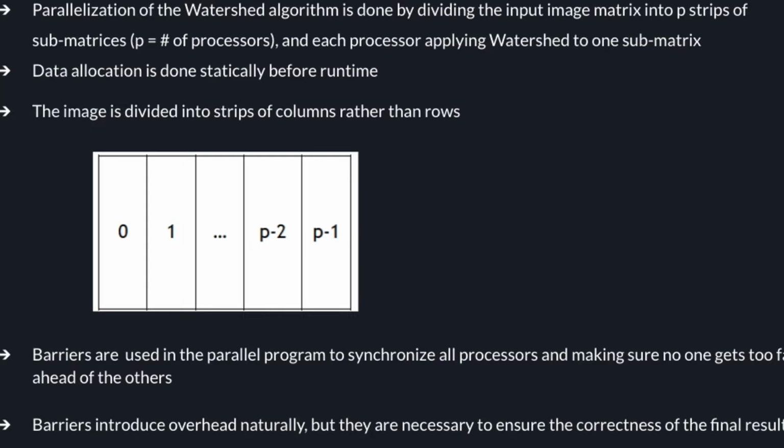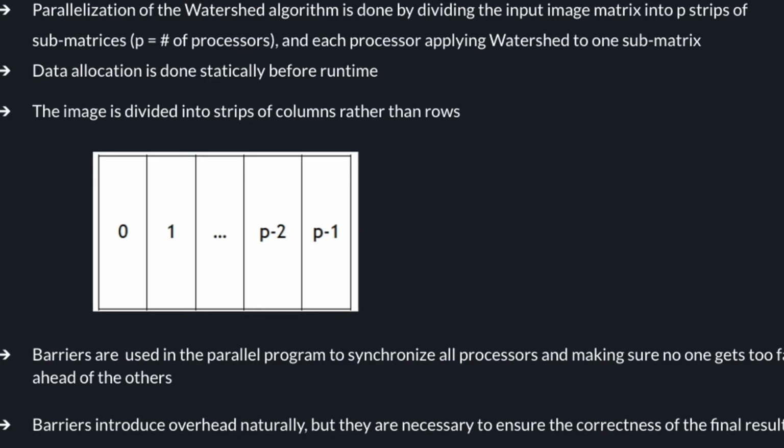We achieve the parallelization of the watershed algorithm by dividing the input image matrix into p strips of submatrices. P is the number of processors, and each of these processors will apply watershed to one submatrix. In other words, every processor runs the same program but processes different data. Also, the data allocation is done statically before runtime. The image is divided into strips of columns because the number of columns is smaller than the number of rows, so the frequency of communication is a little smaller than when dividing the image into slices of rows. As the image shows, 0, 1, 2 will be the strips of the image divided, and p minus 2, p minus 1, p will be the processors.